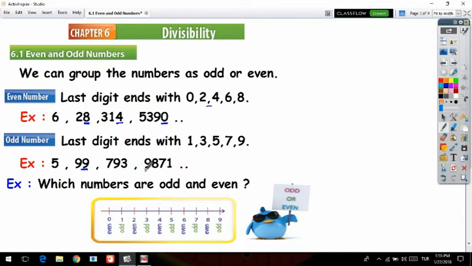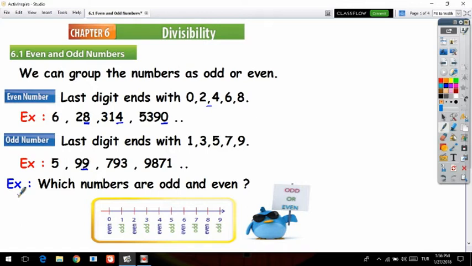We have the last example about odd numbers, that is 9871. The number ends with 1. Is 1 between these numbers? Yes, 1 is here. So because of that, 9871 is an odd number. We have an example about even and odd numbers.